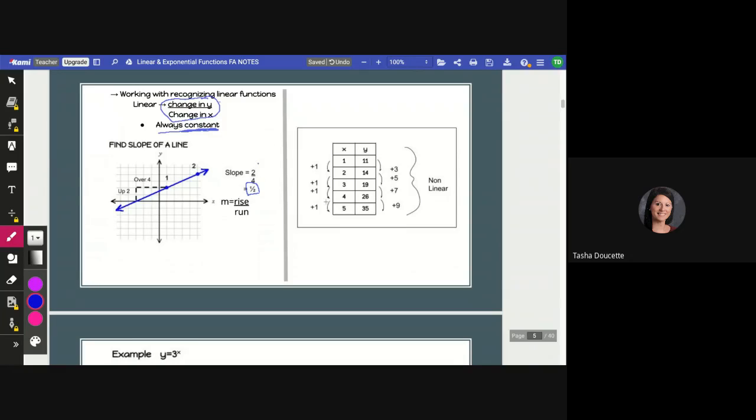Okay. We look at this example over here with the table. There's a constant change in your x values. It's always increasing by 1. But then when I look at my y values, it increased by 3, then by 5, then 7, then 9. So that's not consistent, right? That means it's non-linear. We can still graph this, but it's not going to be a straight line. So it's not linear.